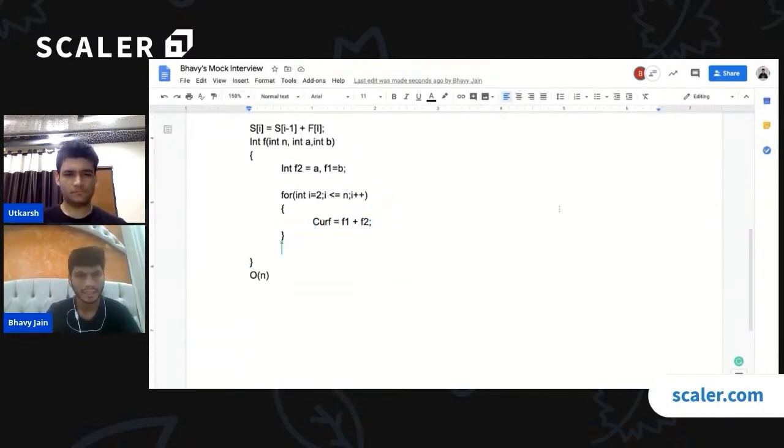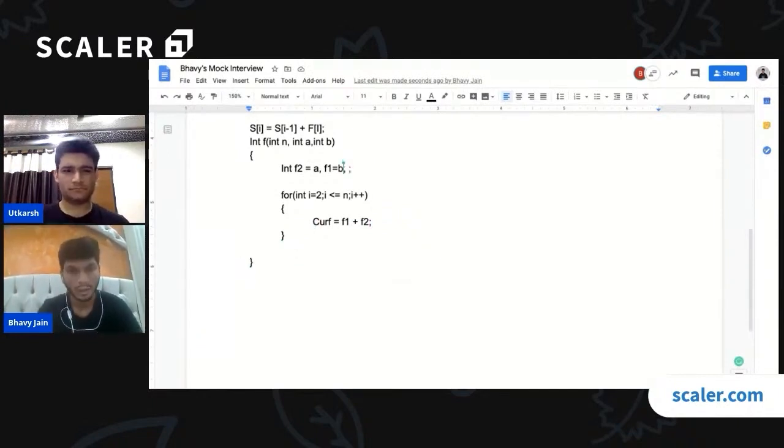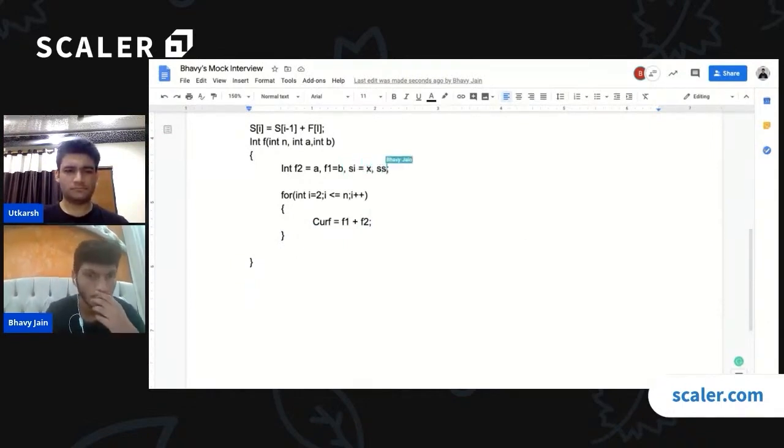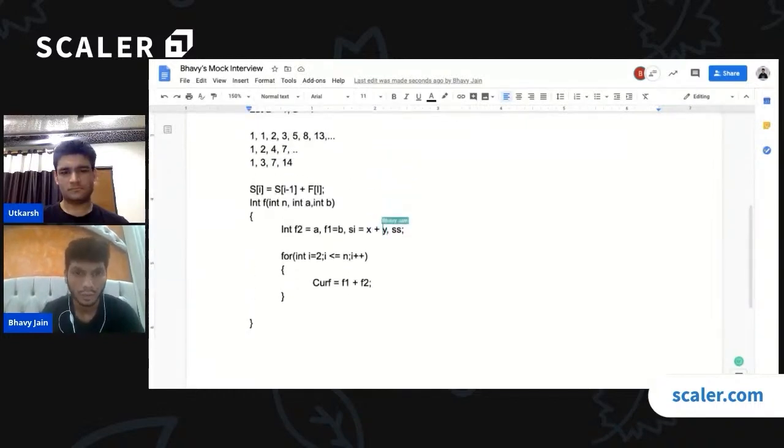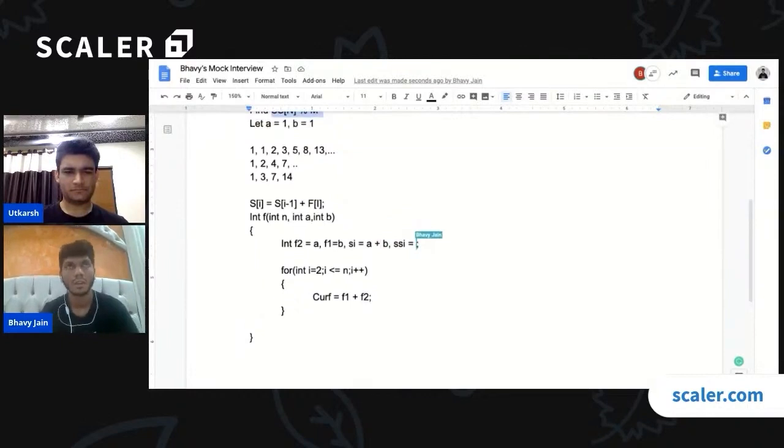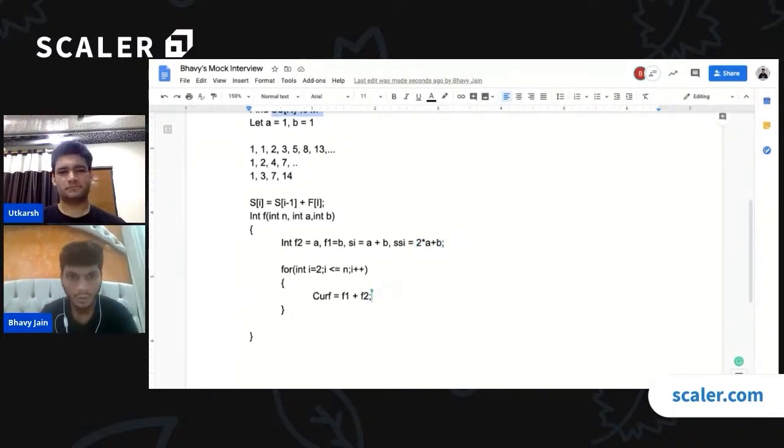Let's calculate s and f simultaneously, s, ss and f, because we are not storing anything. So s of I is x, ss of I, actually it is for 2. So ss of 1 should be x plus y, because it's a plus b, sorry, a and b, a plus b. And ss of I should be a plus b, 2a plus b. So current is f1 plus f2.